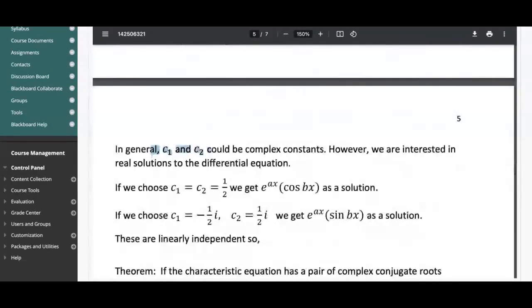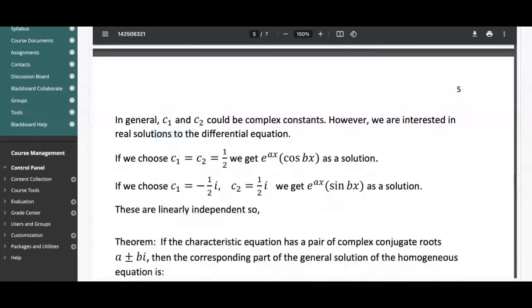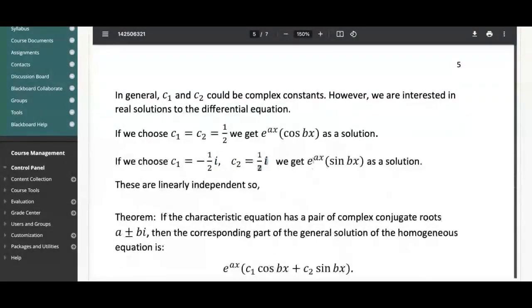So in general, C1, C2 could be complex constants. However, we're only interested in the real solutions to the differential equation. So we choose C1 equals C2 equals a half and get only this part as a solution. Or we choose C1, C2, one negative, one positive, conjugates, to get this as a solution.